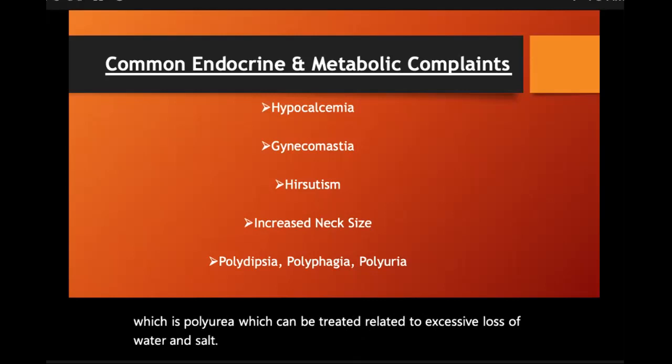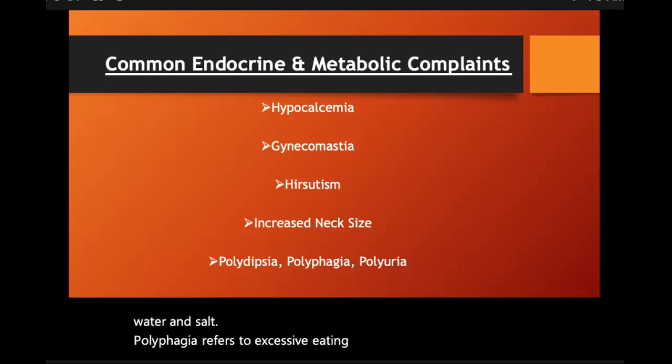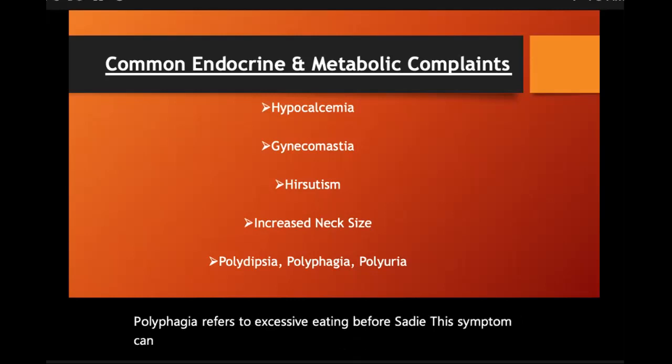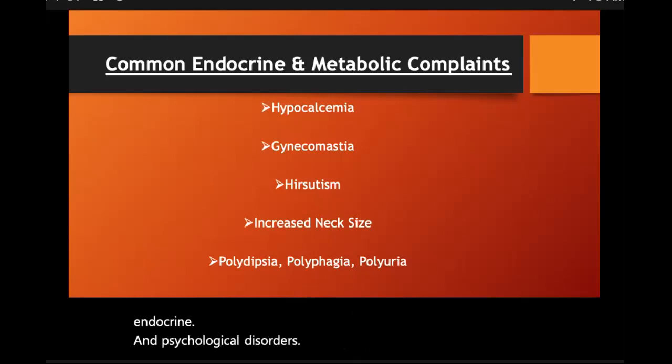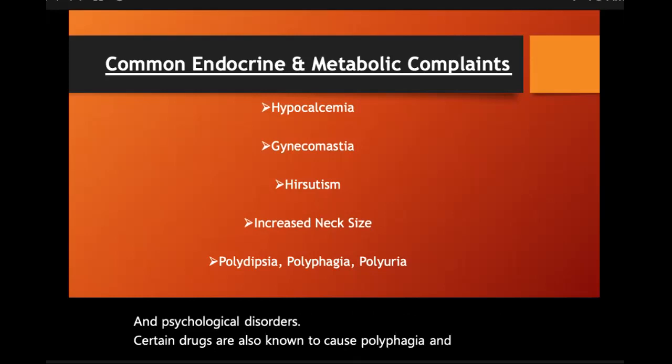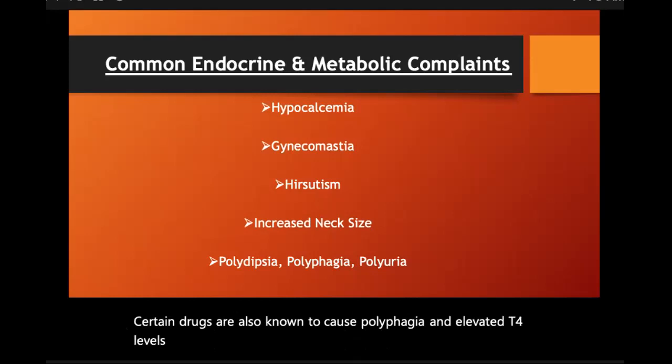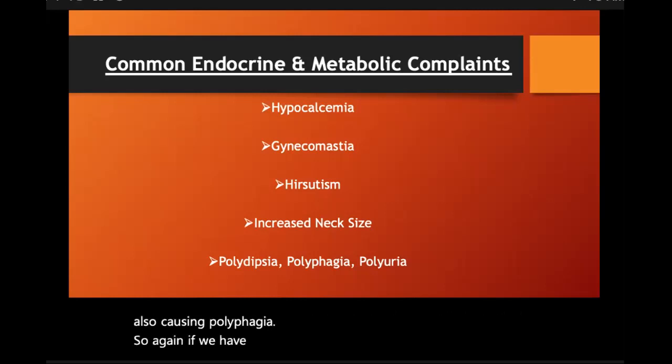Polyphagia refers to excessive eating before satiety. This symptom can present as a persistent or intermittent condition resulting from endocrine and psychological disorders. Certain drugs are also known to cause polyphagia, and elevated T4 levels increase metabolism and thus the body's need for calories, also causing polyphagia. So again, if we have those elevated T4 levels, we may become symptomatic with polyphagia.